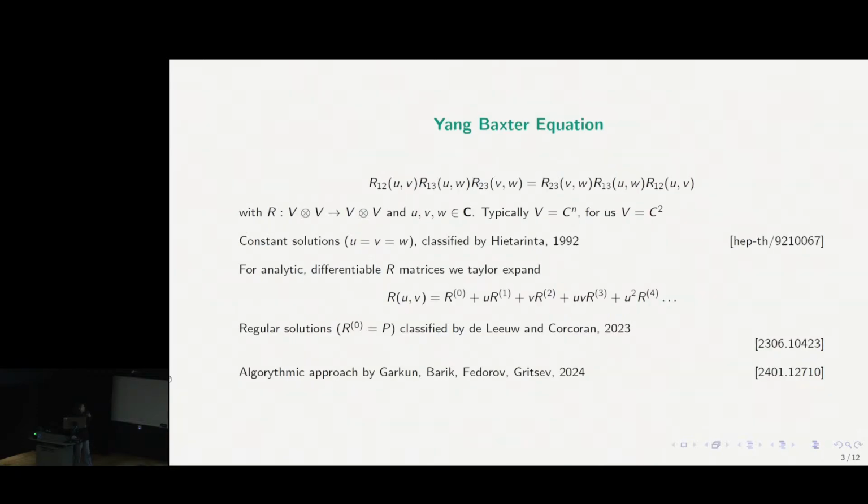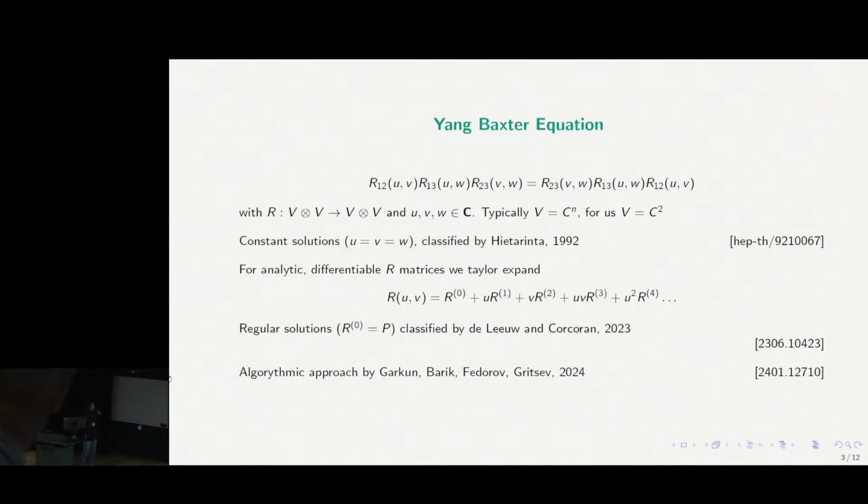This is also it, but as an equation. And R, we know, is some operator from a tensor product of vector spaces to themselves. For us, this vector space is C2, therefore 4x4 solutions. R also depends on some spectral parameters, which are just some complex numbers, but importantly, they're non-physical, so we want our equations to hold for any value of them. The first thing you could try when you want to solve this is to put all these parameters to be equal, which we would call a constant solution.